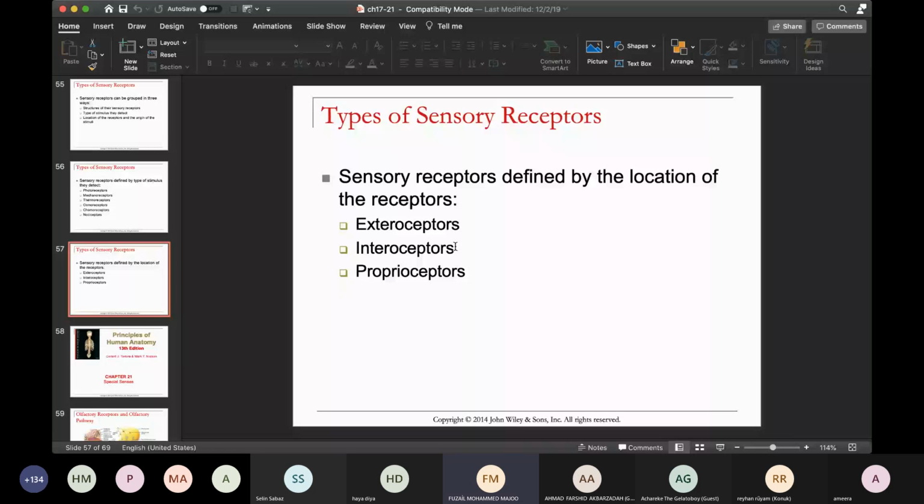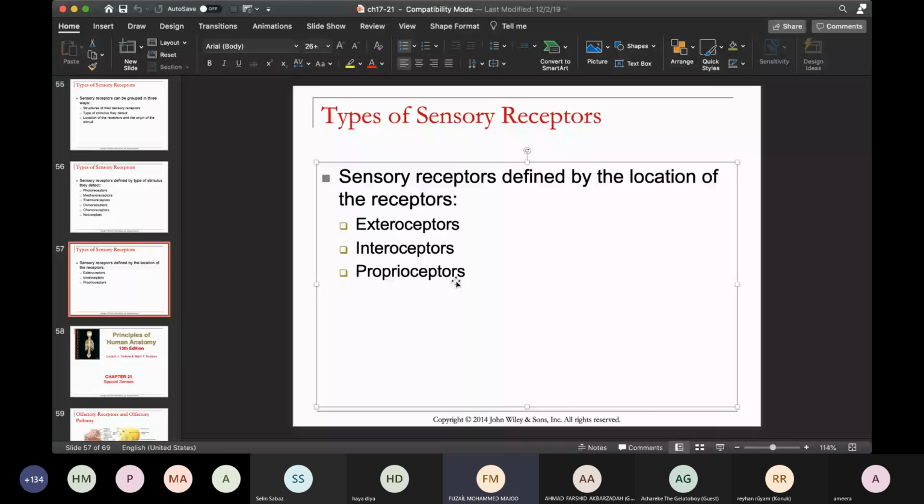Exoreceptors, interoceptors, and the last one is proprioceptors. Proprioceptors are about knowing where our limbs and our head are. So we find them wherever the limbs are: muscles, joints, and within the inner ear. This is how sensory receptors get defined by their location.